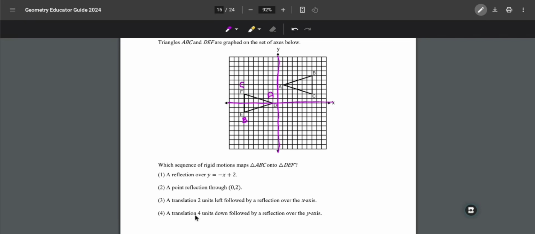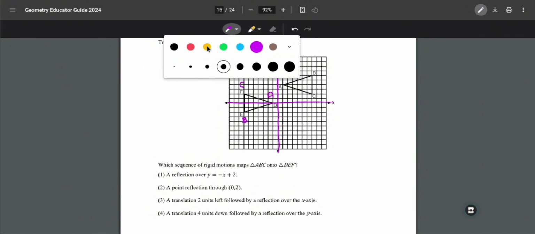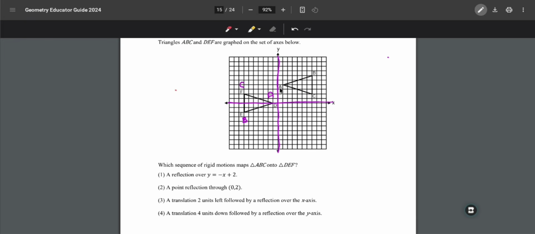The first one says a translation 4 units down followed by a reflection over the y-axis. So I'm going to take one of my points, point A. If I translate it 4 units down, I go 1, 2, 3, 4. I'm going to be at 1, 0. And then it's followed by a reflection over the y-axis.